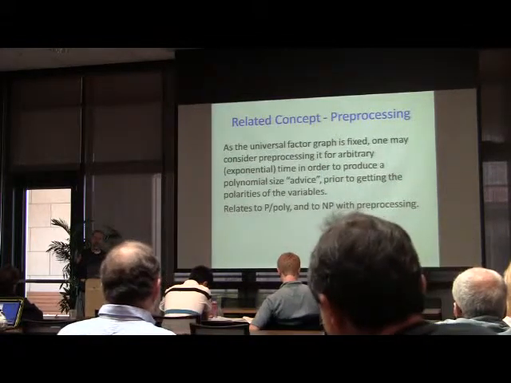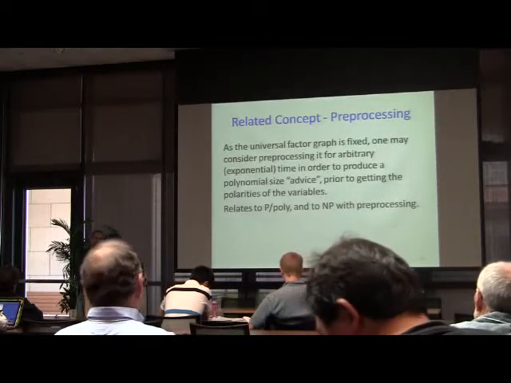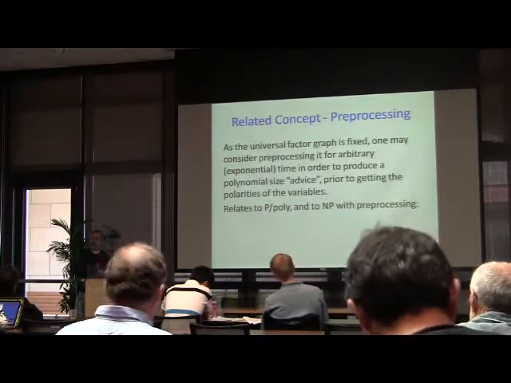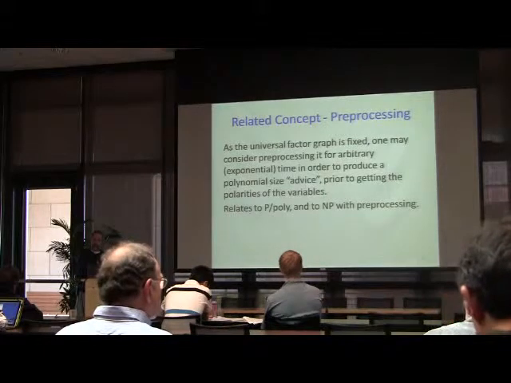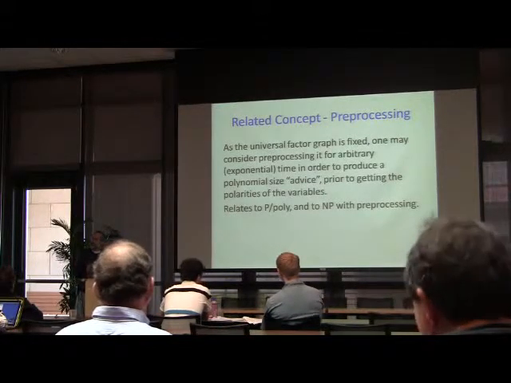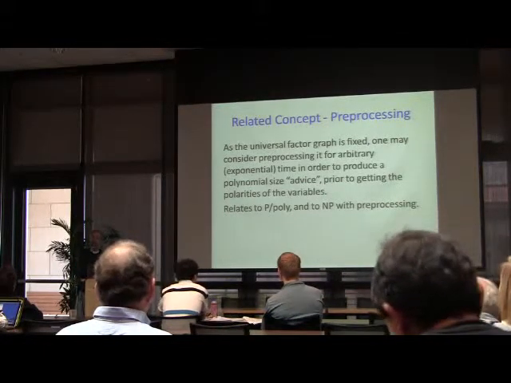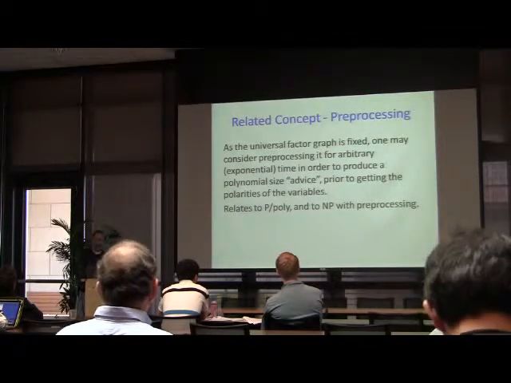So this is something that we can do here. Once we think of a notion of a universal factor graph, it's known in advance. So you can tailor the algorithm to this particular factor graph, and you can spend exponential time in designing the algorithms that fit this particular factor graph.